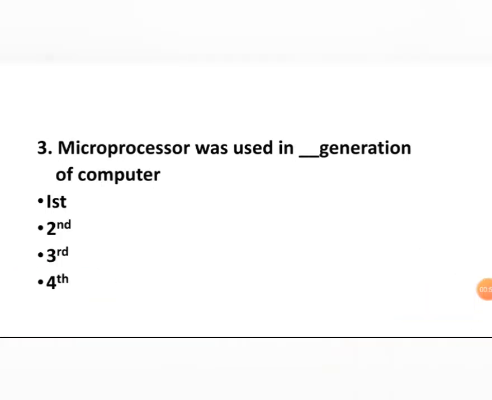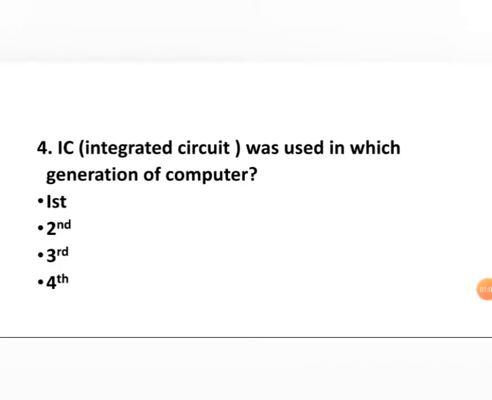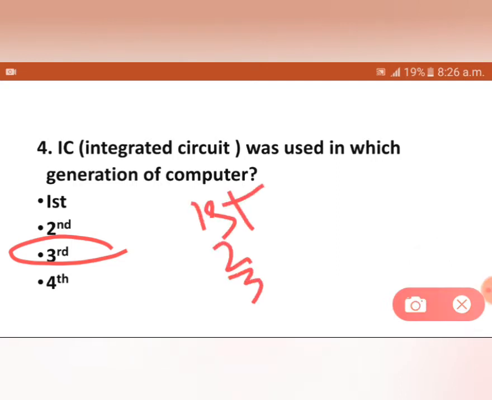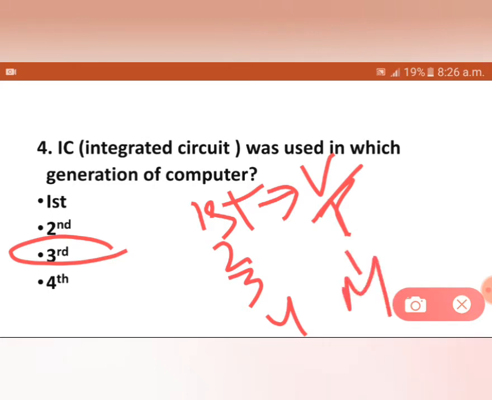Now one more question, number 4. IC, integrated circuit, was used in which generation of the computer? First, second, third and fourth. The correct option is option number 3, third generation. So till now, first generation, second generation, third generation, fourth generation. The options are V, T, I and M. The V represents vacuum tube, T represents transistor, I represents integrated circuit and M represents microprocessor. First generation, second, third and fourth generation.